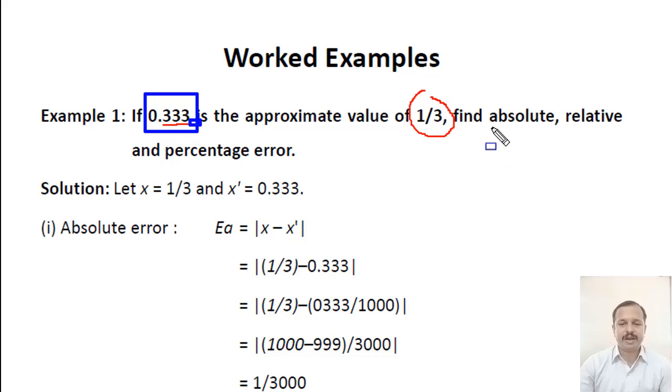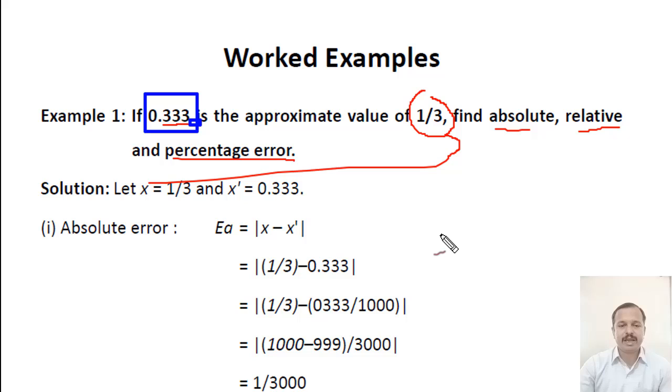This is x dash, and this is x. Now we have to find out what is meant by the absolute error, what is meant by the relative error, and what is the percentage error. So let us first denote these two values with their symbols. I have already told you 1 by 3 stands for x, and the approximate value is always denoted as x dash, so we have taken x and x dash like this.